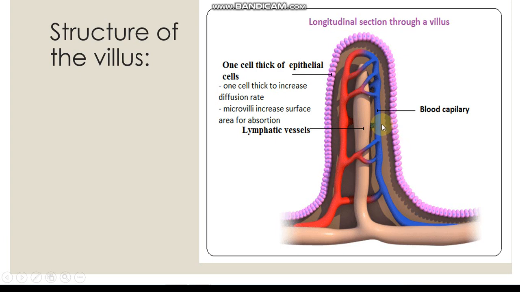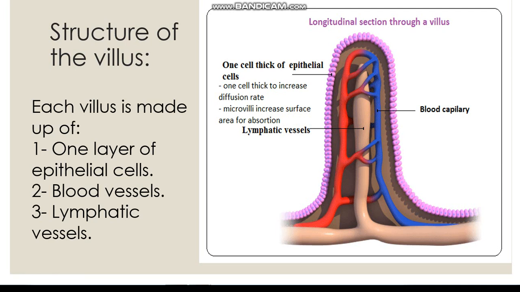تحت هاللاير بيجي في عندي blood capillaries. Okay, شرايين دم. وفي عندي lymphatic vessel. Okay, so the structure of the villus, each villus is made up of one layer of epithelial cells, blood vessels, and lymphatic vessels.